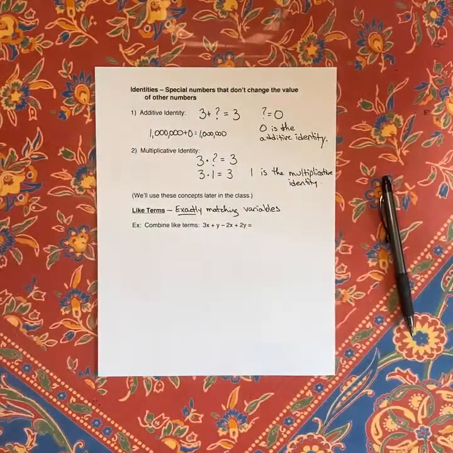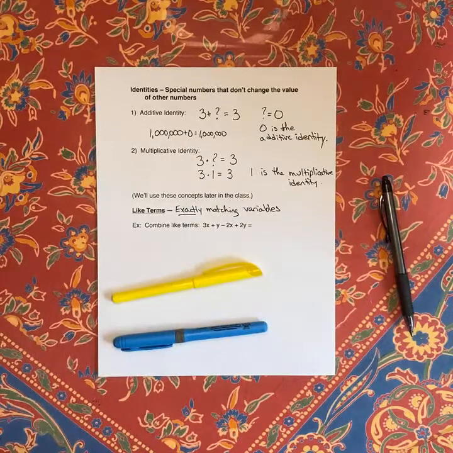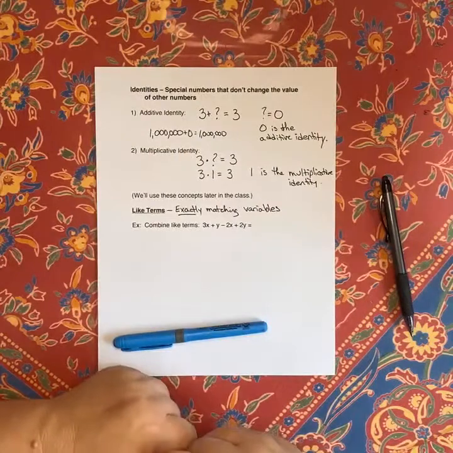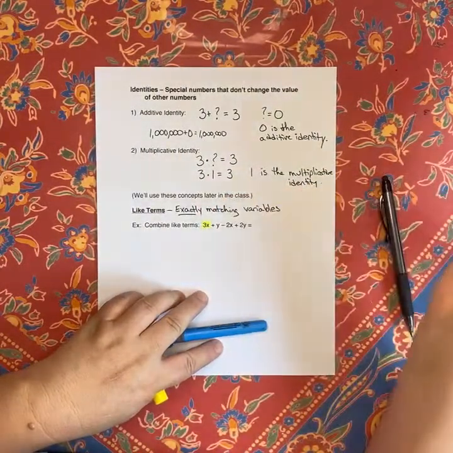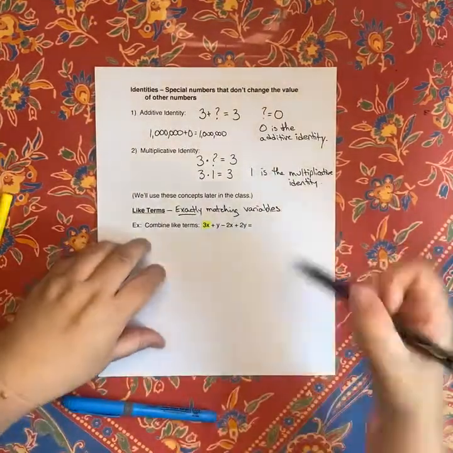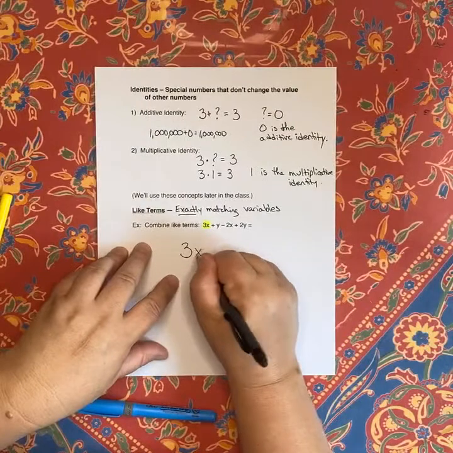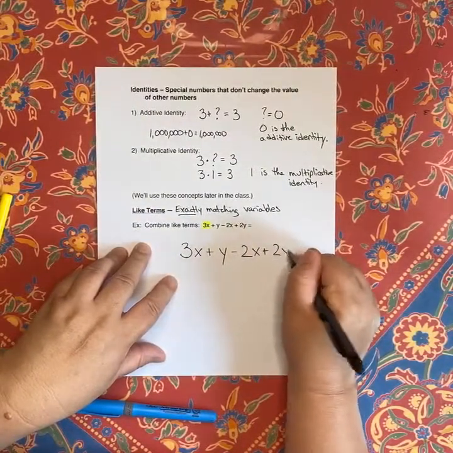Okay, so let's look at, I'm going to pull out the yellow and the blue, my two favorites, as is probably obvious at this point. And I am going to look and I'm going to see, okay, 3x. There we go. I got a 3x. Are there any other terms? You know what? I'm realizing that's very small, so I'm going to write it big as well. 3x plus y minus 2x plus 2y.